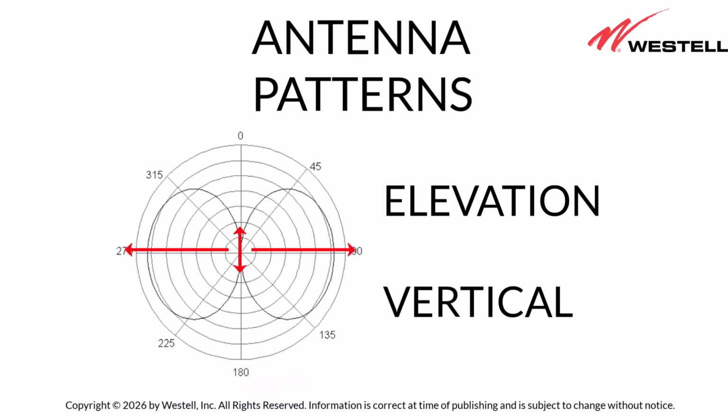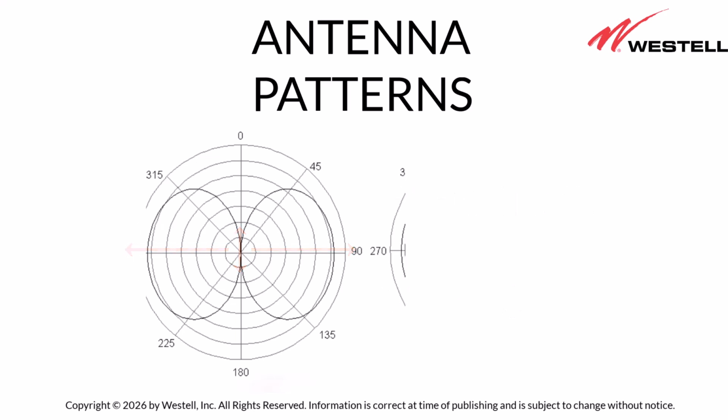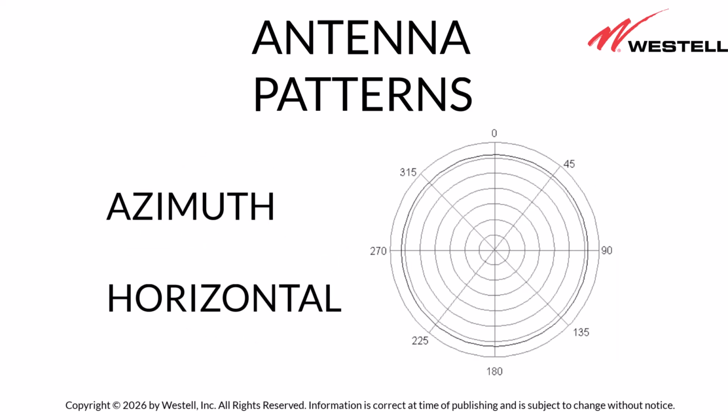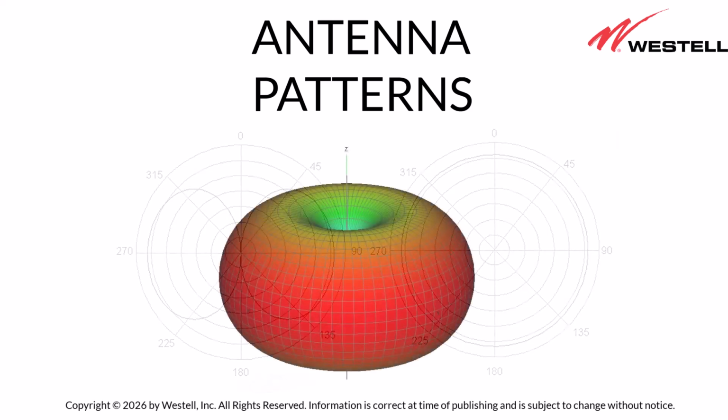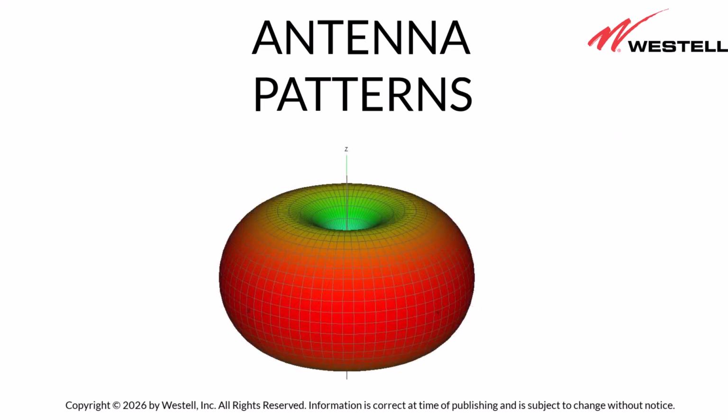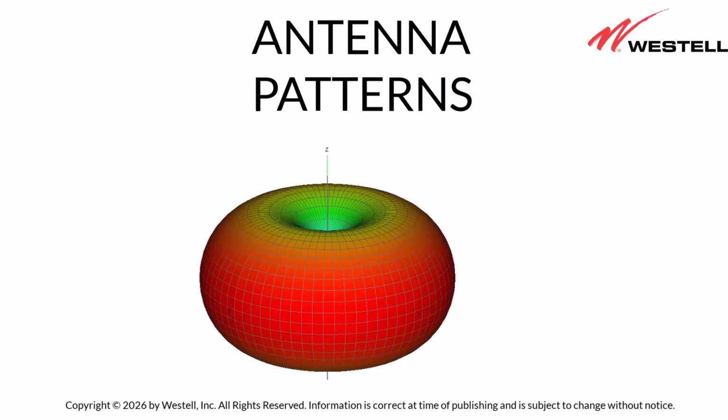The second pattern is generated by looking down at the antenna from above. This is called the horizontal or azimuth pattern. From this vantage point, we can verify that it radiates not only left and right, but also forward and behind. In fact, it radiates in all directions in that plane. If both of these 2D patterns are combined, a 3D pattern can be visualized. Using the 3D pattern, we can easily see that the radiating pattern resembles a bagel or donut shape. This radiation pattern is what omnidirectional antennas produce.